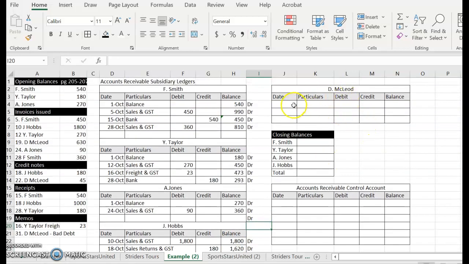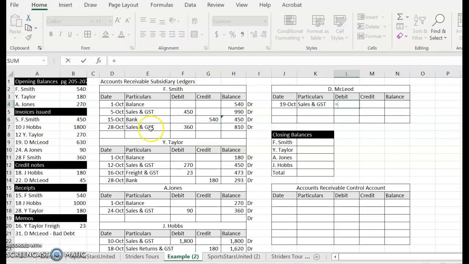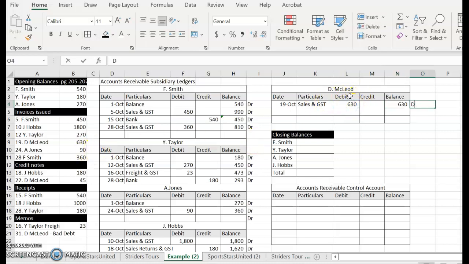Lastly, we have another one here. We've got D. McLeod, again a newbie. D. McLeod on the 19th. Again, I would have hoped we've done a decent credit check for D. McLeod. You'll see that we haven't when we come through to this. But the sales and GST, and that'll increase how much they owe. So D. McLeod, 19th, 630, in the debit balance.